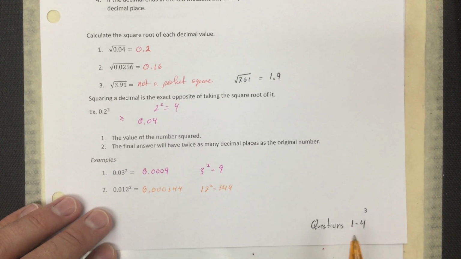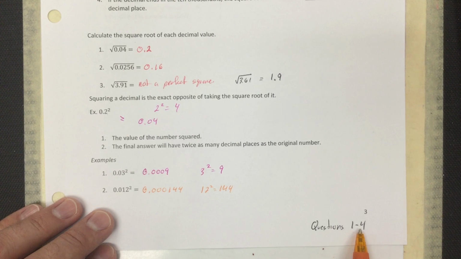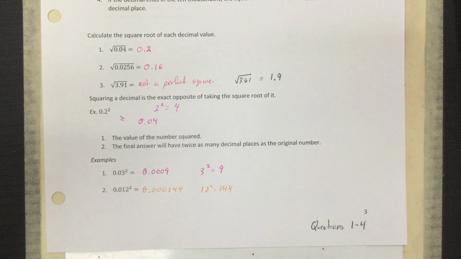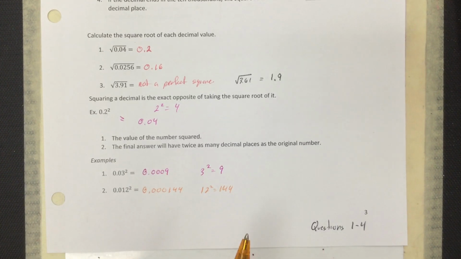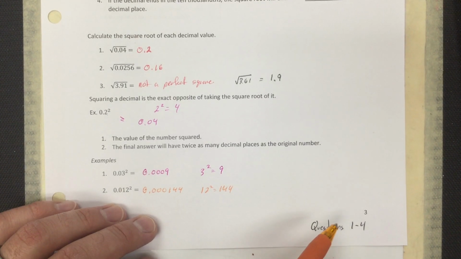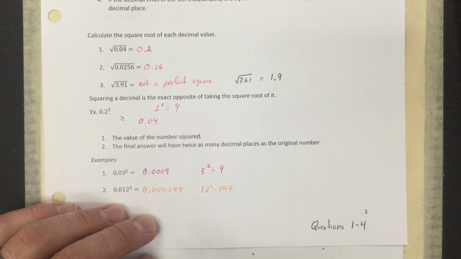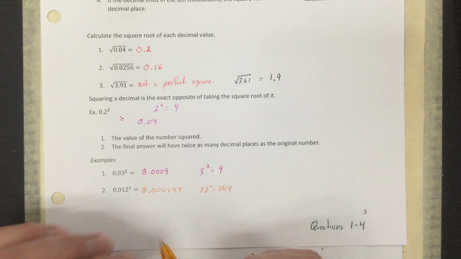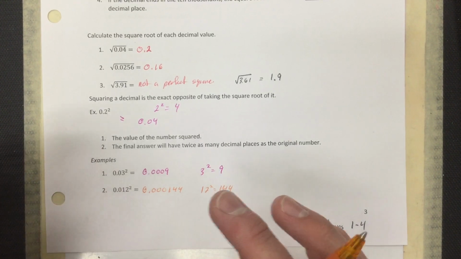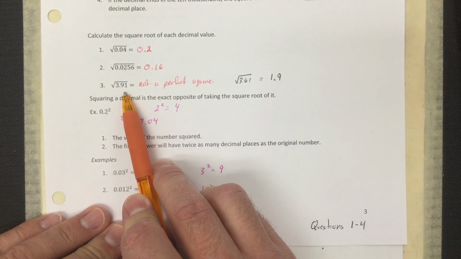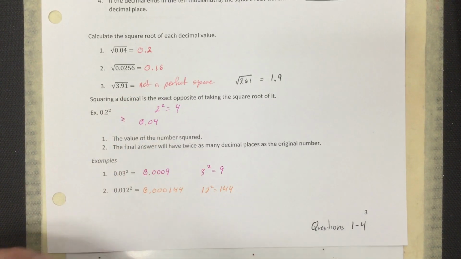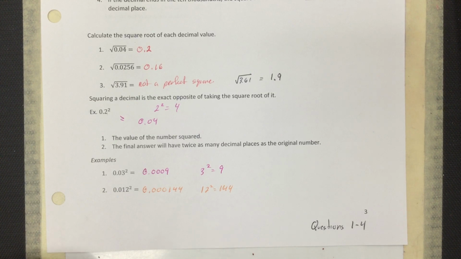Now, I want you to work on questions 1 through 4. I realize this was a long lesson and it was all kind of together, but all the questions are kind of all encompassed together as well. So I want you to work on questions 1 through 4. They deal with taking the square root of decimals and understanding, is it a perfect square or is it not a perfect square, such as this one right here. So take a look through, go through those and answer those questions.